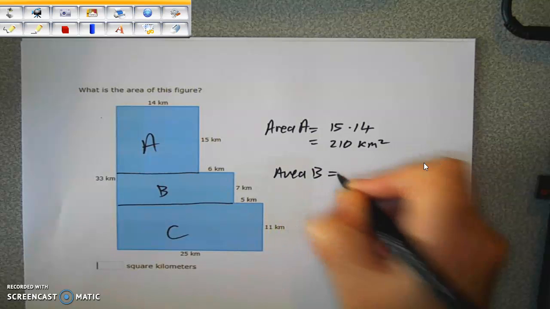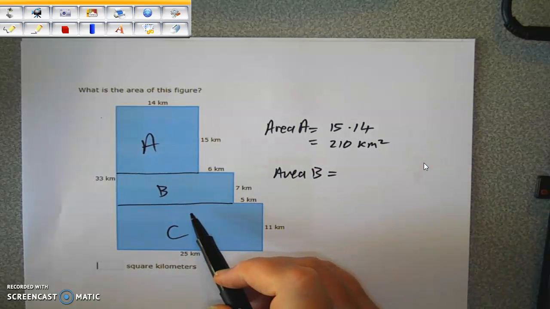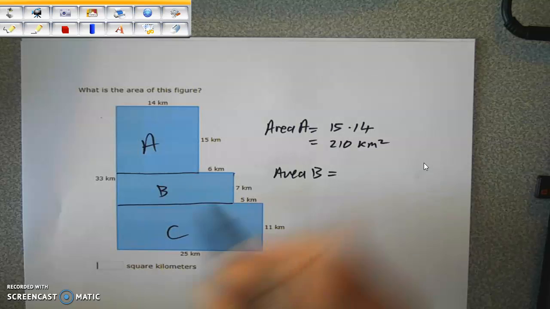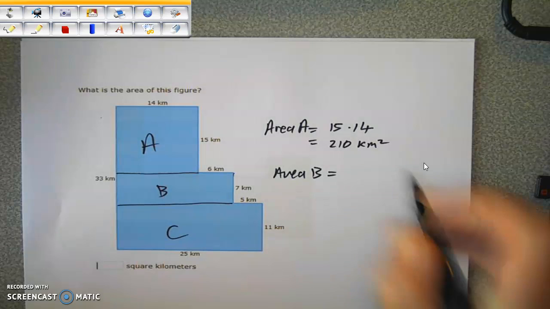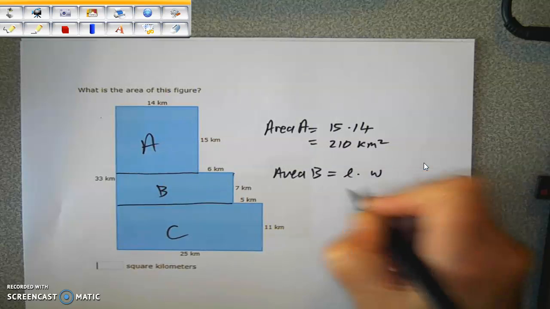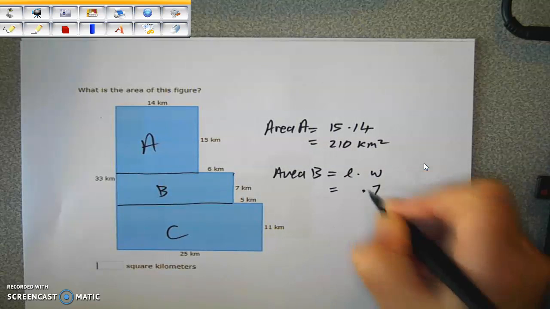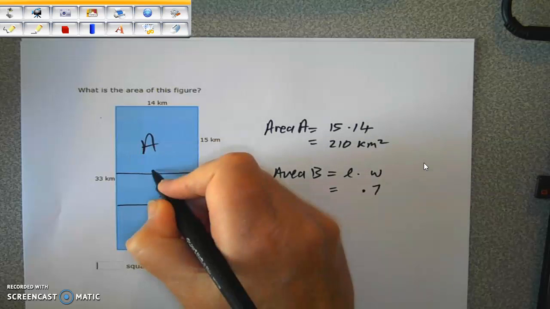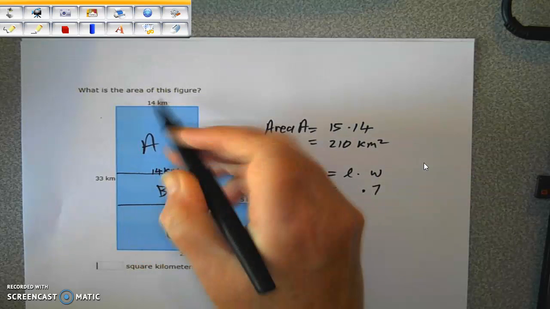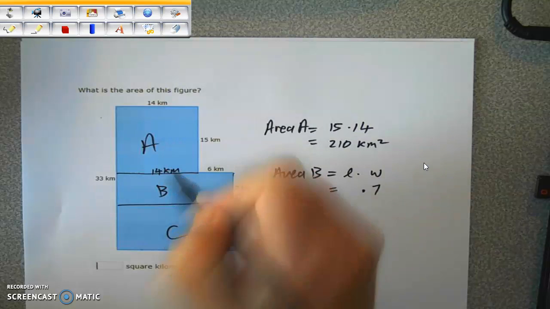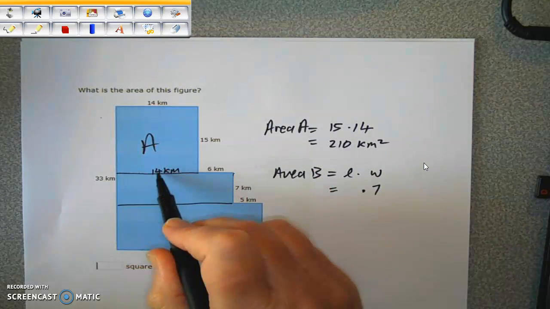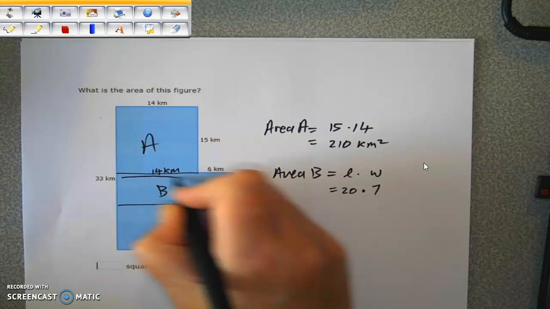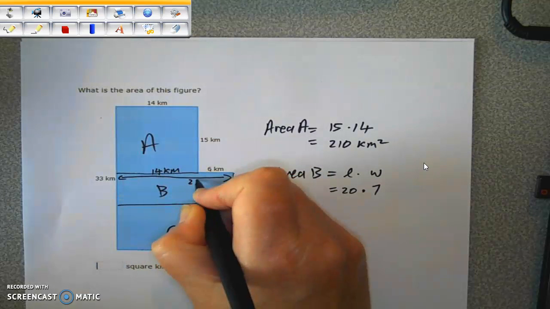Area of B. Now, we have a slight problem here. We know the height or the width of B is 7, but we don't know the length of B. So we know that it's length times width, and we know the width is 7, that's good, but we don't know the full length. Now, I can take that 14 kilometers. This is 14 kilometers too, because both sides of this rectangle A are the same length. Now I know the length of B. B is 14 plus 6, which is 20. So the whole length here of B is 20 kilometers.